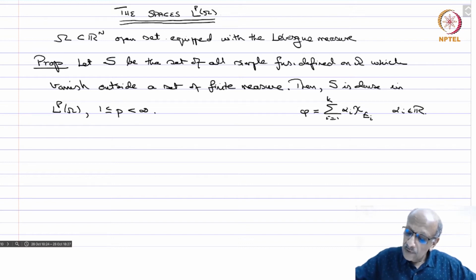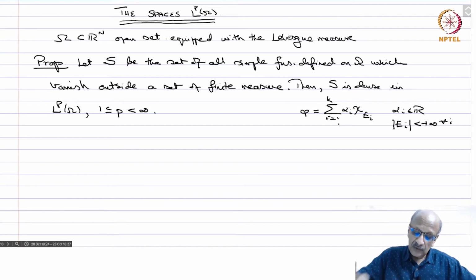We say that the function vanishes outside a set of finite measure, which means the measure of E_i, that is the Lebesgue measure of E_i, is less than plus infinity. The modulus symbol for a set will denote the Lebesgue measure, and therefore the measure of E_i is finite for all i. That is what we mean by vanishing. So outside the union of the E_i, φ is 0, so it vanishes outside a set of finite measure. Such functions, we claim, are dense in L^p of Ω.